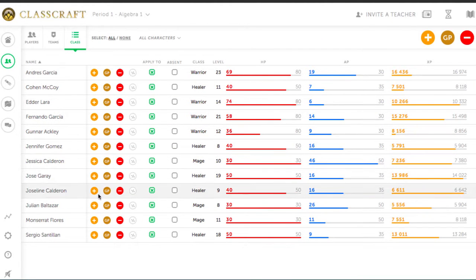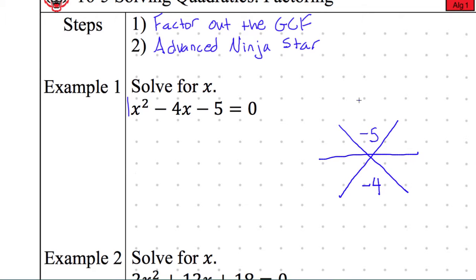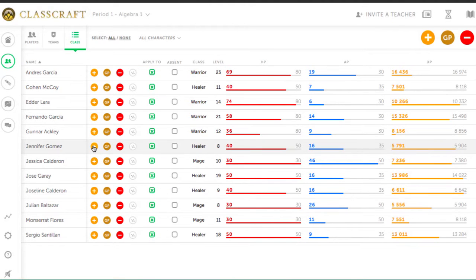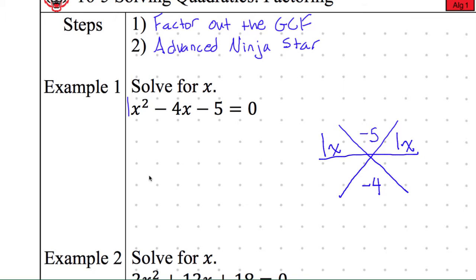Can someone tell me what goes in the top left and the top right for our advanced Ninja Star? What goes in this spot and this spot? Quiet raised hand. Jenny? 1x. And 1x, yes. And you can just write x if you want, or you can write 1x. I'm going to go with what Jenny said. Yeah, thank you, Jenny. You can turn in your card. I should have 3 cards now. Julian, your card is in. Fernando, Jenny, your cards are in.